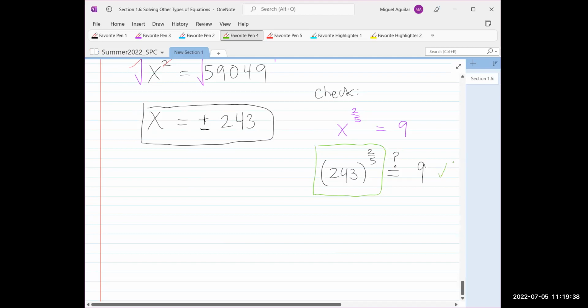Okay. And then you also have to check it for the negative 243 to the 2/5 power. Ask yourself, does that equal 9? I got 9. If you plug that into the calculator, you should also get 9. Okay, so both of those solutions work.